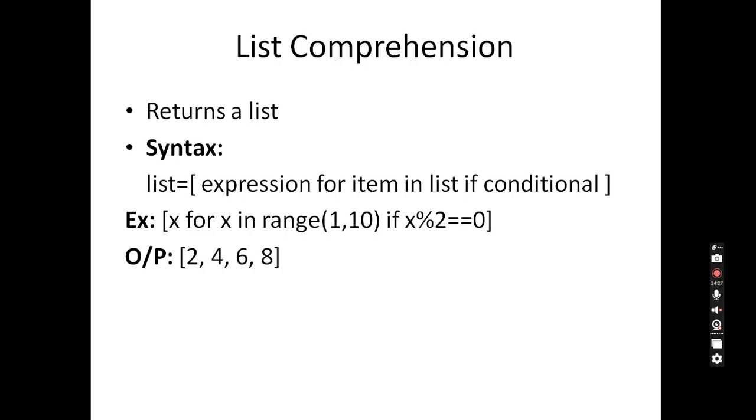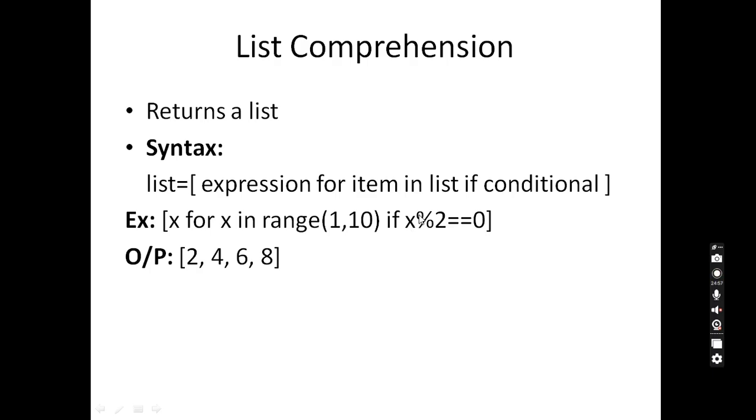The last topic is advanced lists. We have list comprehension here. List comprehension returns a list. Just see the syntax: you can create a list using a list comprehension. We can have an expression, a for loop and then an if condition. For example, I have an expression of just x alone, for x in range, and I give a range of 1 comma 10. So the starting value will be 1 and the ending value will be 9, right?